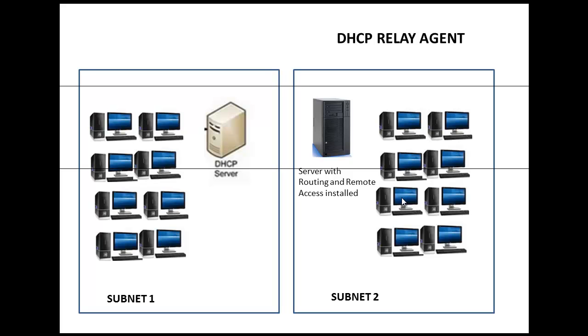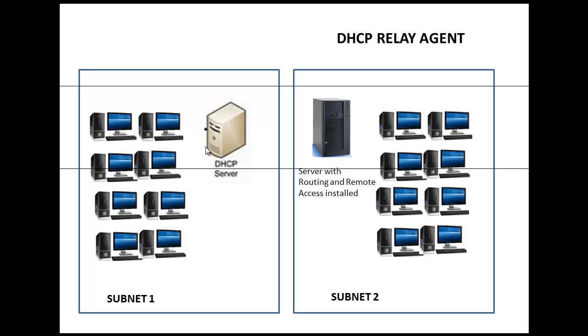What we can do is on subnet 2, we can install what we call the DHCP relay agent. And this DHCP relay agent is going to forward the request for IP information to the DHCP server on subnet 1.